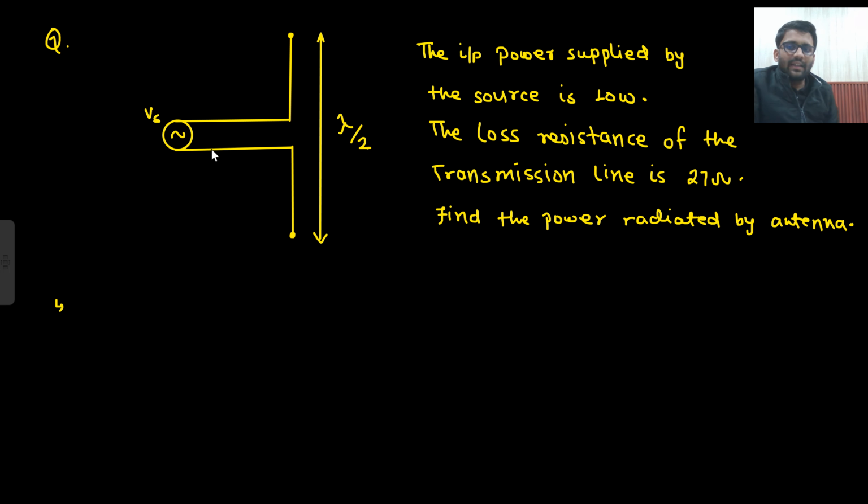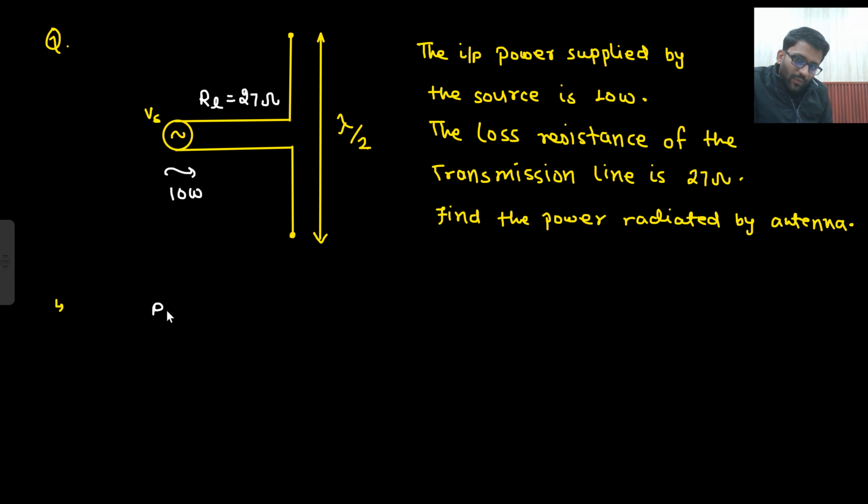So what they have given is that the power supplied is 10 watt only. Now they did not mention Z0 or Zin, anything. They did not even mention the value of Z0. That means there are no reflection losses. But what they have mentioned is the loss resistance of the transmission line, RL, which is 27 ohm. What is the power radiated by the antenna?